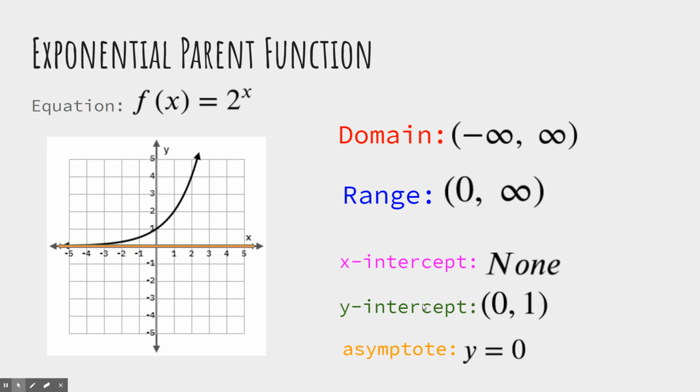Now to discuss asymptotes, that y equals 0 is an asymptote because the graph's going to approach it but never get to it. For end behavior, on the left you have as x approaches negative infinity, your f of x is approaching positive infinity. And on the right hand you have as x approaches positive infinity, your f of x approaches positive infinity.